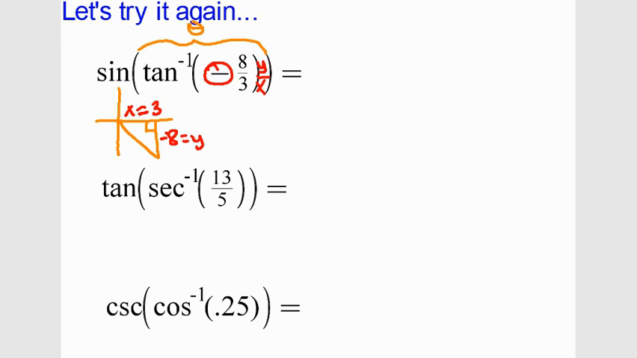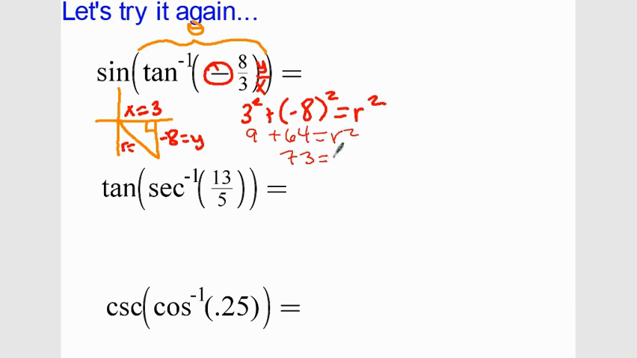All right, so if we know 2 sides of a right triangle, we can find the third side with the Pythagorean theorem. This one is not a triple. We've got to do a little work here. We're looking for our r value, our radius. So we've got 3 squared plus -8 squared equals r squared. So that's just 9 plus 64 equals r squared. So that's 73. And if we take the square root of both sides, we pick up the plus or minus option.